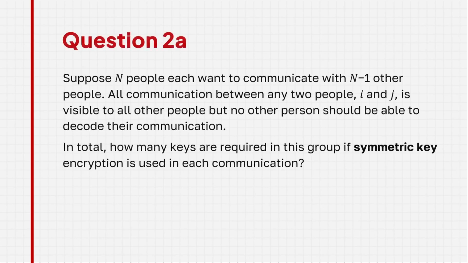Now let's move on to the second question. The second question is actually corresponding to how we compare the requirements of both symmetric key and also public key encryption. So suppose that we have n people who want to communicate with n-1 other people. All communication between any two people is visible to all others, but no other person should be able to decode their communication. The question now is, if we use symmetric key encryption, how many keys are required in total?